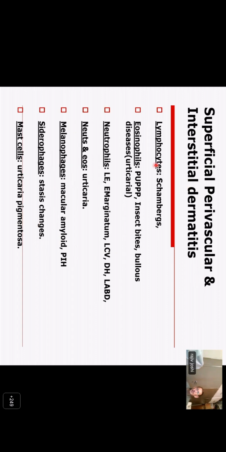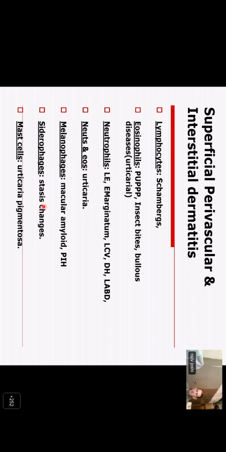Then you can get superficial and interstitial, when the cells start going in between in the dermis. So if you have lymphocytes, you have Schamberg's disease, or what is known as pigmented purpura. If you have eosinophils, you consider bullous diseases like bullous pemphigoid, insect bites. PUPPP is the polymorphous eruption of pregnancy. If you have neutrophils, there is a differential diagnosis which includes lupus erythematosus, erythema marginatum, early leukocytoclastic vasculitis, dermatitis herpetiformis, etc. If you have a combination of neutrophils and eosinophils, you think of urticaria.